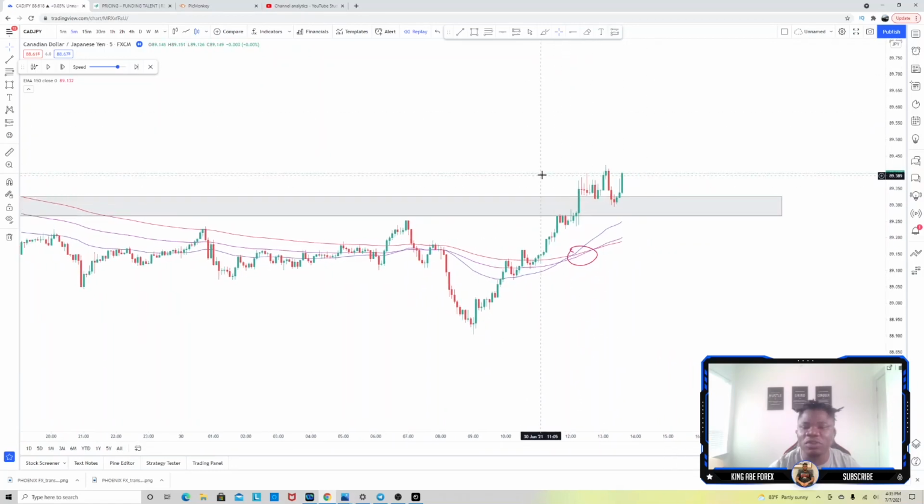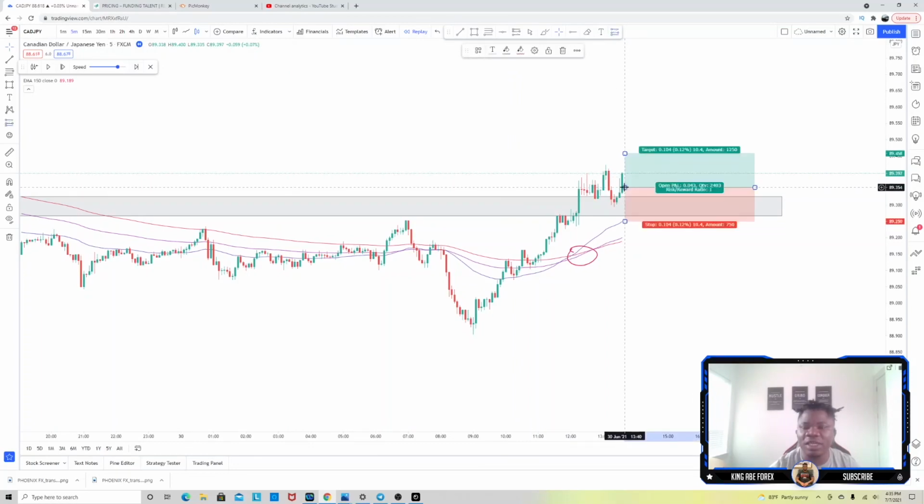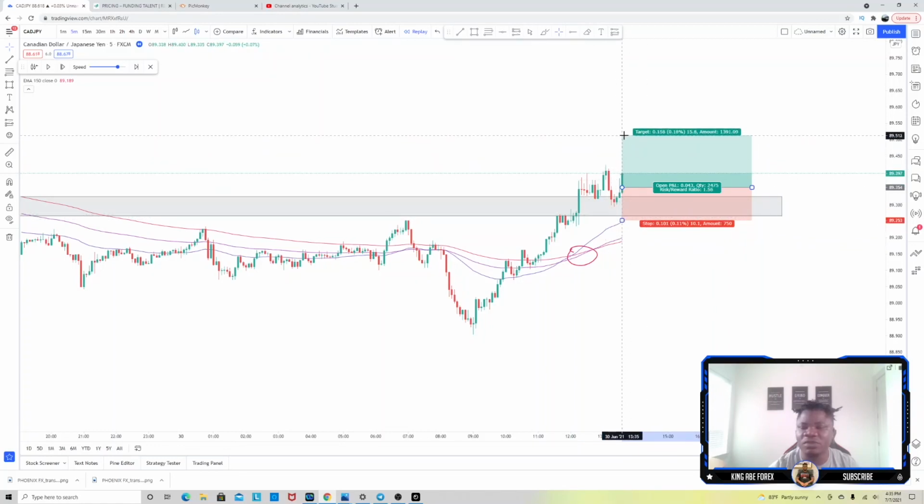So now where would your entry be? Our entry would have been right over here at this bullish engulfing candle. And now we're going to have our stop loss right below the resistance zone here for 10 pips. And we're going to target 1:5 risk to reward ratio right over here. So we have our take profit for 15 pips and our stop loss for 10 pips right there.